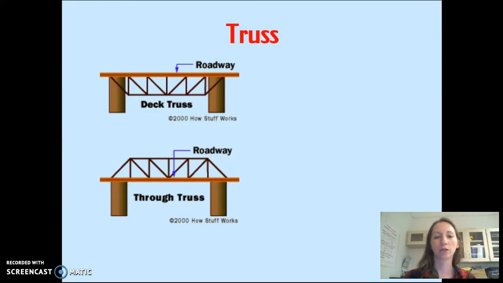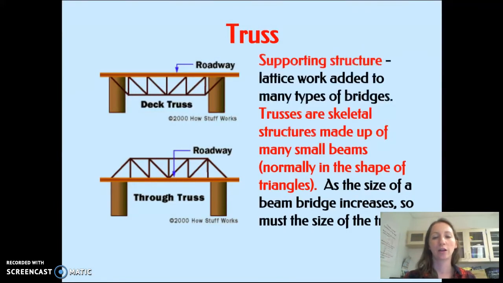All right, so the next one we're going to talk about is a truss. And a truss really isn't a whole separate type of bridge. It's more of a structure on a bridge. So it's a supporting structure. The skeletal structure is made up of many small beams, and they're normally in the shape of triangles. So you'll often see them look like this.